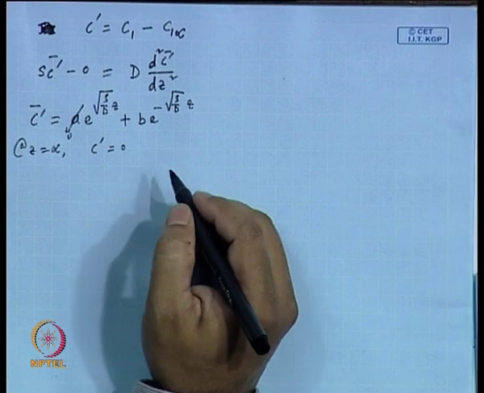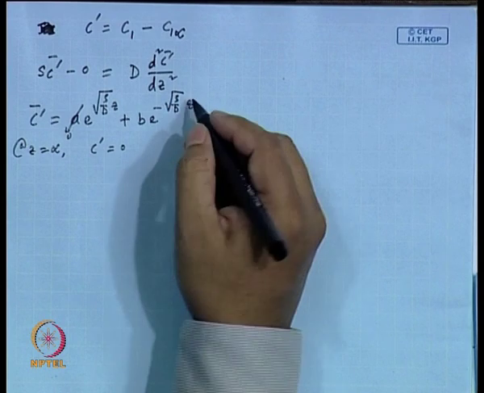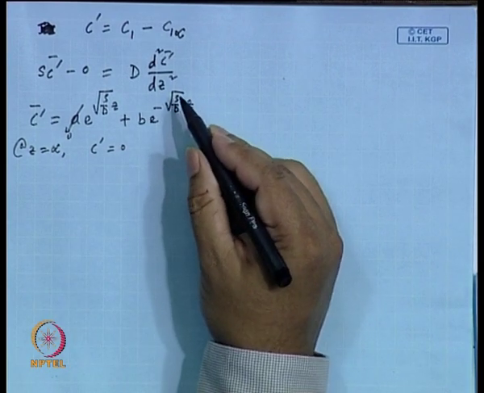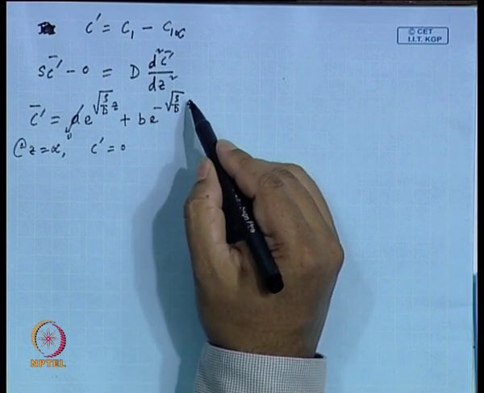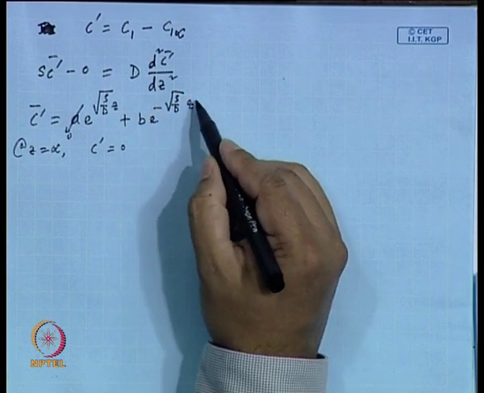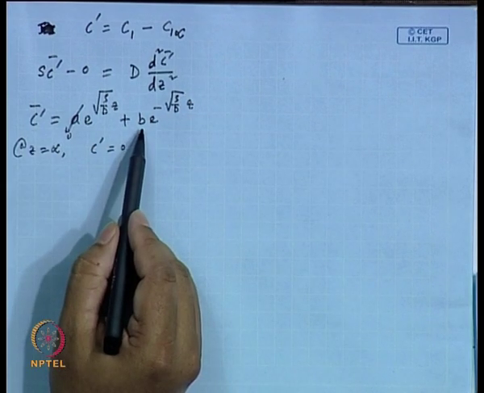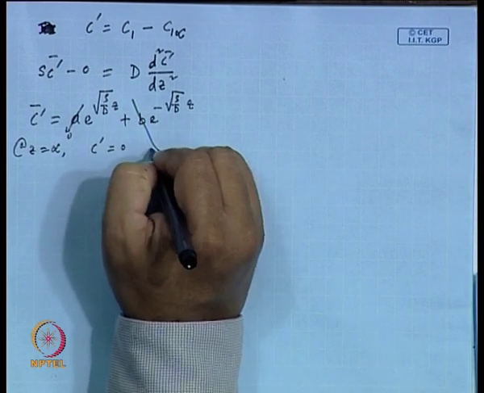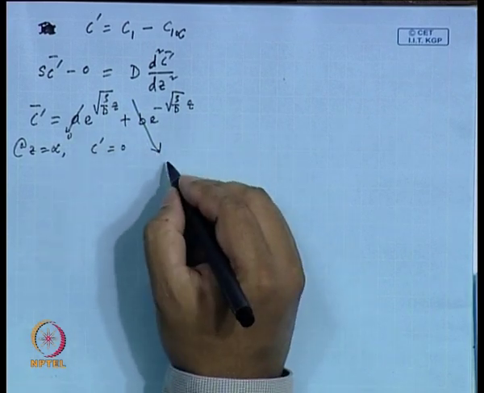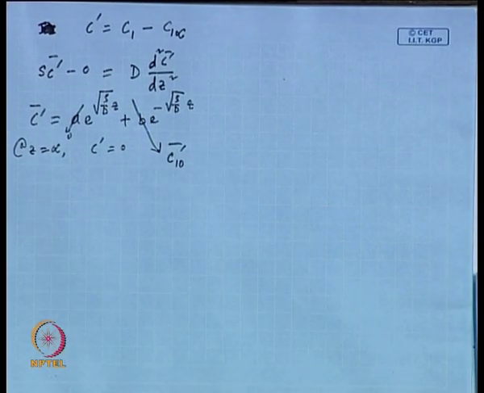At z equal to 0, this exponential term would be equal to 1. That means C prime bar would be equal to B. And what do you call C prime bar at z equal to 0? Then I can write this B as C1 0 prime bar.